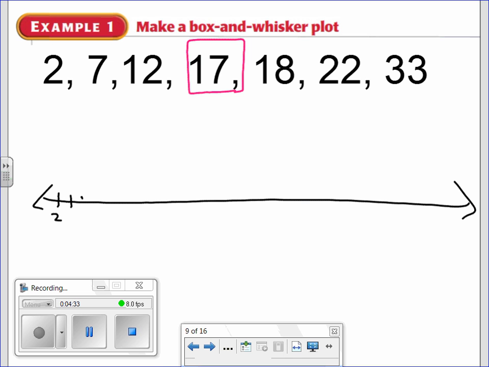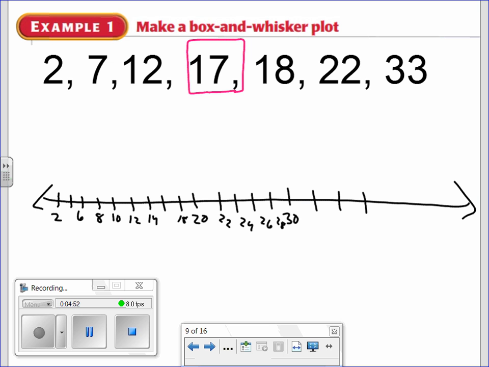2, 4, 6, 8, 10, 12, 14, 16, 18, 20, 22, 24, 26, 28, 30, 32, 34, 36. That'll be plenty. 2, 4, 6, 8, 10, 12, 14, 16, 18, 20, 22, 24, 26, 28, 30, 32, 34, 36. We're numbering by 2s. I left the 4 off.